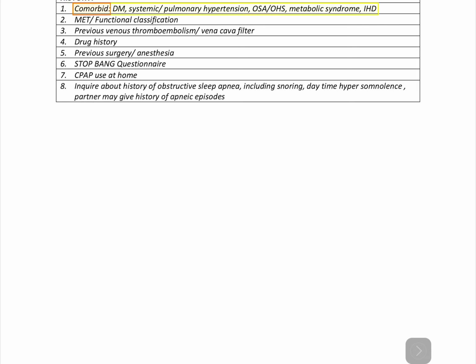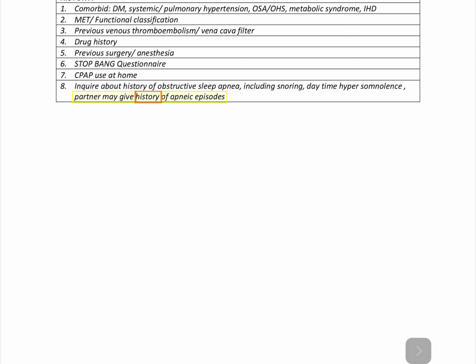1. Comorbidities: DM, systemic and pulmonary hypertension, OSAOS, metabolic syndrome, IHD. 2. METs functional classification. 3. Previous venous thromboembolism, vena cava filter. 4. Drug history. 5. Previous surgery and anesthesia. 6. STOP-BANG questionnaire. 7. CPAP use at home. 8. Inquire about history of obstructive sleep apnea, including snoring and daytime hypersomnolence.